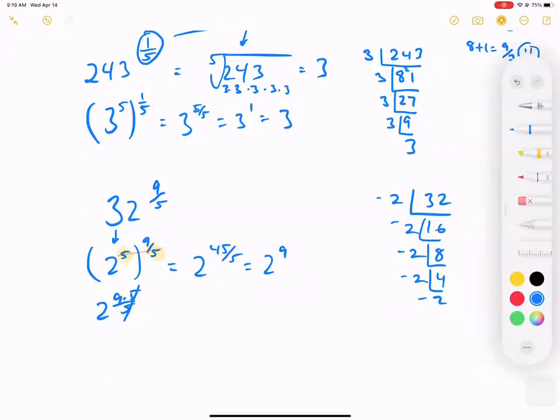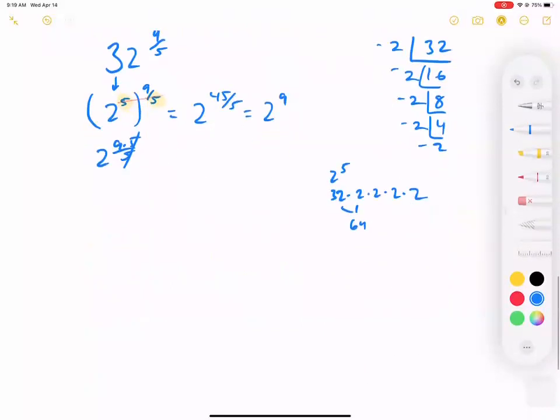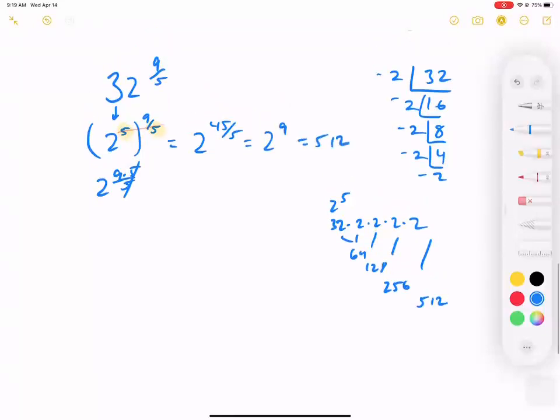What's 2 to the 9th? I don't know, a big number, right? So we know 2 to the 5th is 32. So if we multiply another 1, 2, 3, 4 2's to it, this will become 64. This will become 128. This will become 256. And this will become 512. So this answer would have been 512.